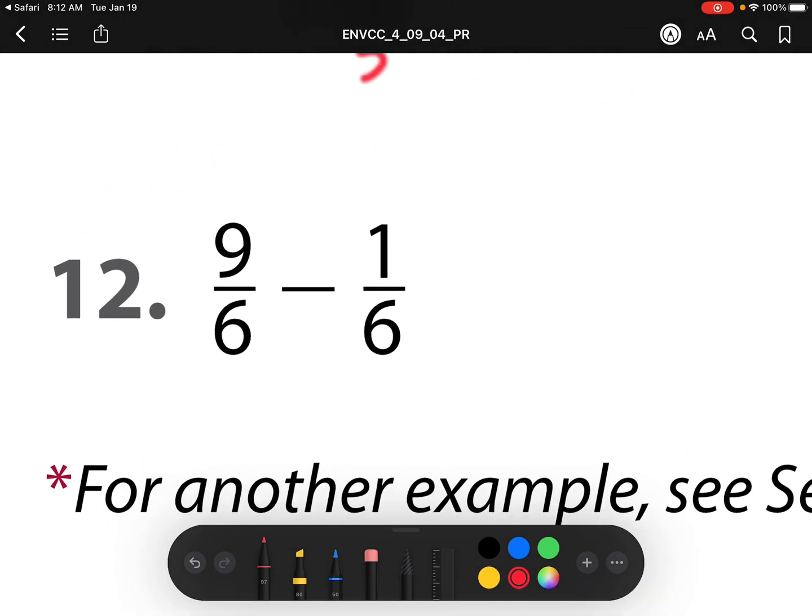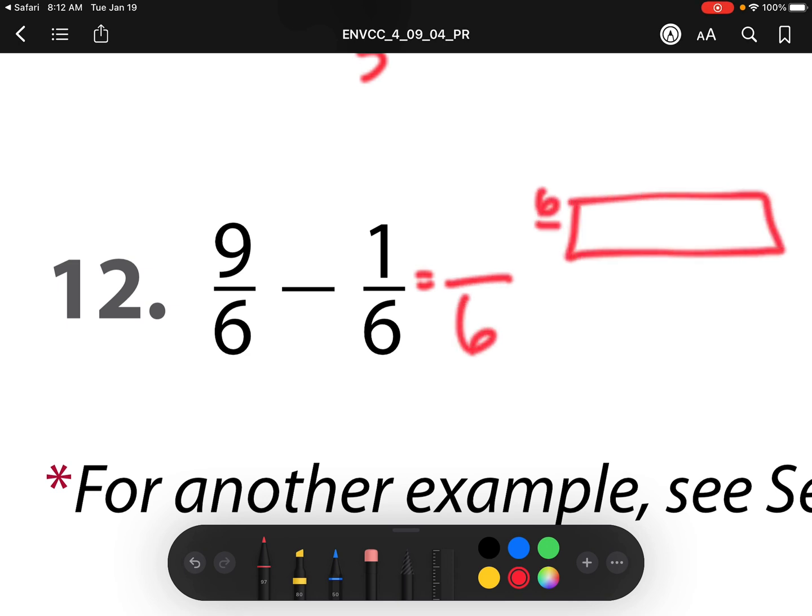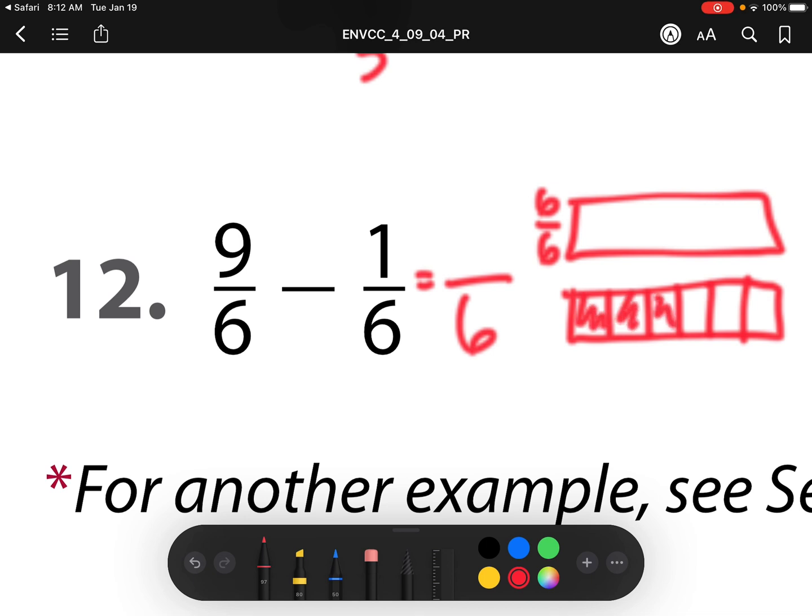Now for number 12, again we're going to start out with 6 for our denominator. We have one whole, which is 6 6. And then if we have 6 6 to make 9 6, we'd have to have 3 6. So 1, 2, 3, 4, 5. So here's 3 6 plus 6 6 is one whole. And then we're taking away 1 6. So we're taking away that one. What are we left with?